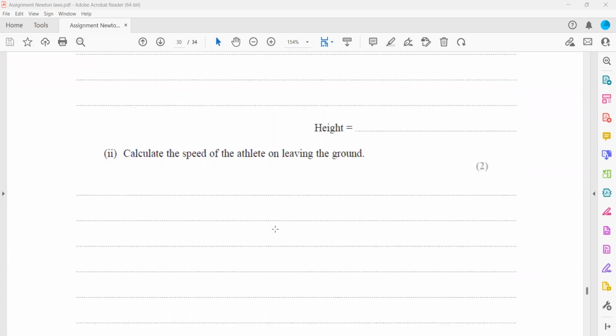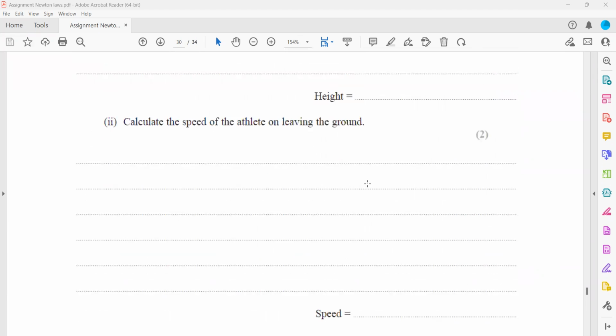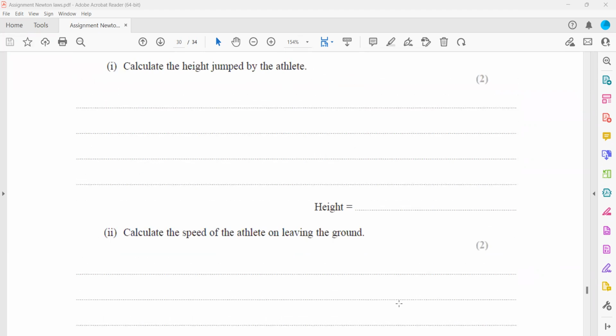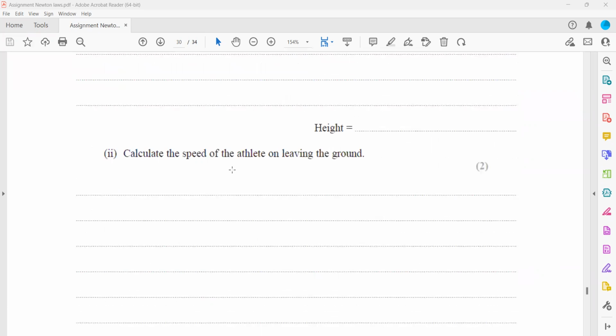Calculate the speed of an athlete on leaving. Even if you did the example here, you don't have to do it again. Now you need to calculate the speed of an athlete on leaving. You can use two ways: gravitational potential energy equals kinetic energy, or you can also use the same concept that if you have the time, you find the initial speed.